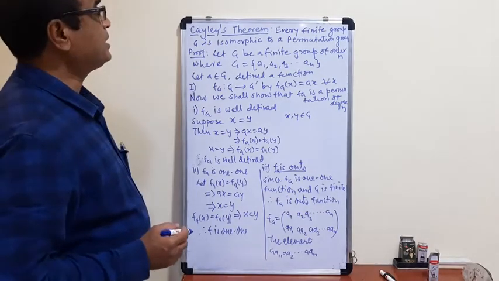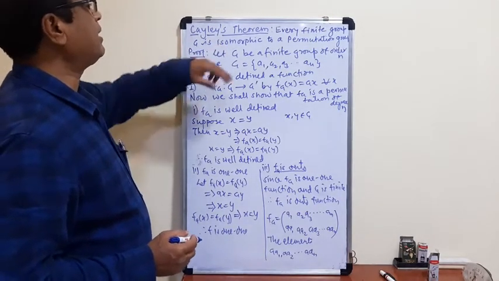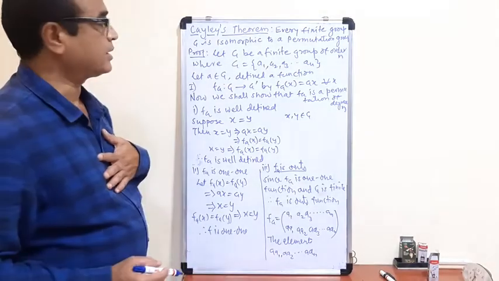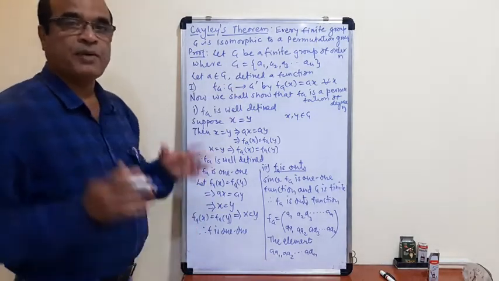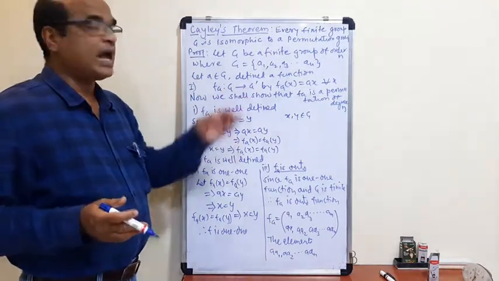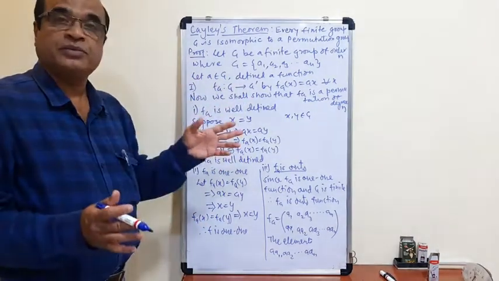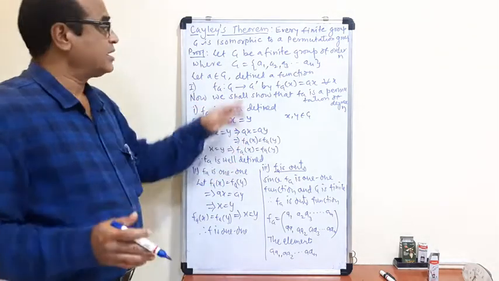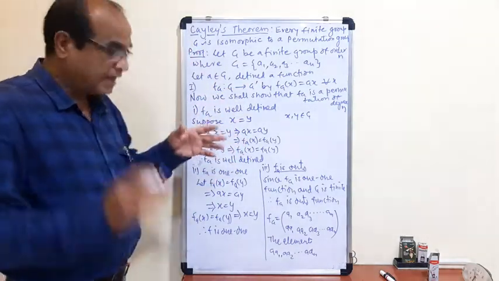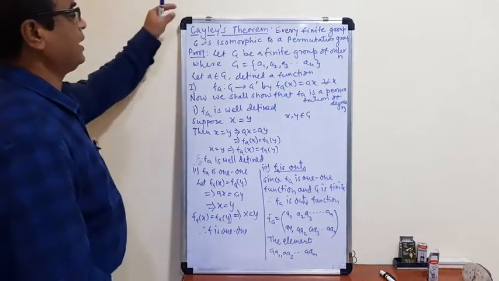So what is the group given here? G is a finite group given here. G dash is the group of permutations. So we prove that G dash is a permutation group. Is it a group? That is what we are proving here. G dash is a group, that is the next part here. Okay, next part.